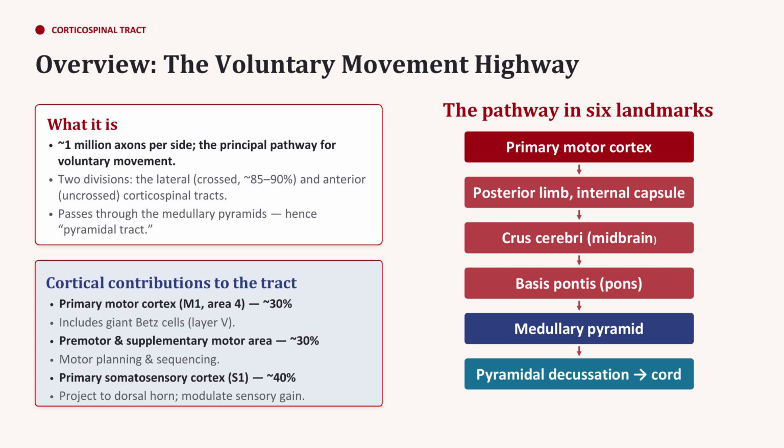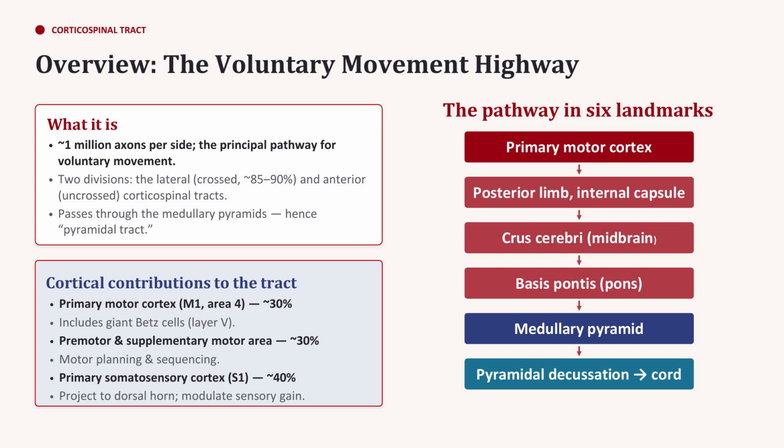A subtlety worth knowing for boards: only about a third of the fibers actually arise from primary motor cortex. Another third come from premotor and supplementary motor areas, and, surprisingly, roughly 40% originate in the somatosensory cortex and project to the dorsal horn, where they gate incoming sensory information. So the motor tract is partly a sensory modulating tract. The giant Betz cells of layer 5 in M1 are the classic named neurons, but they are a minority of the total.